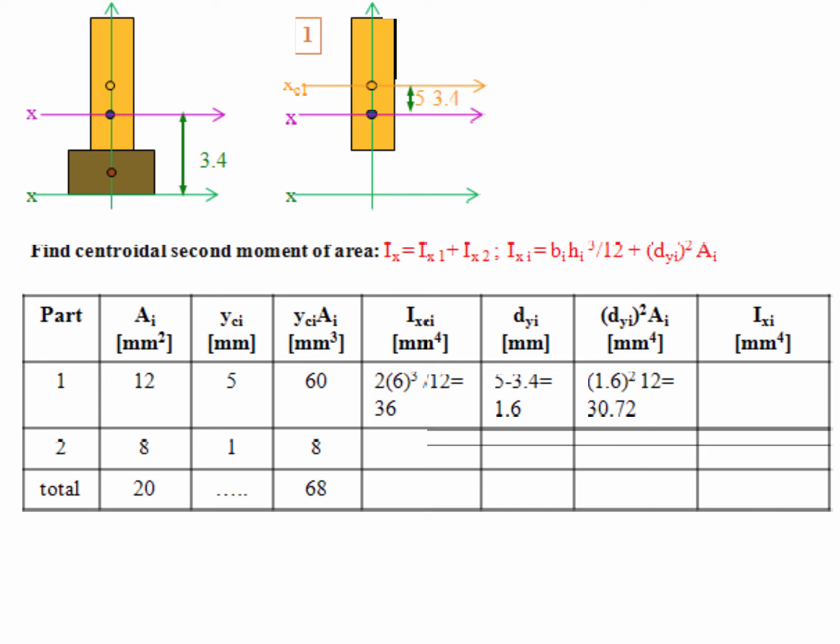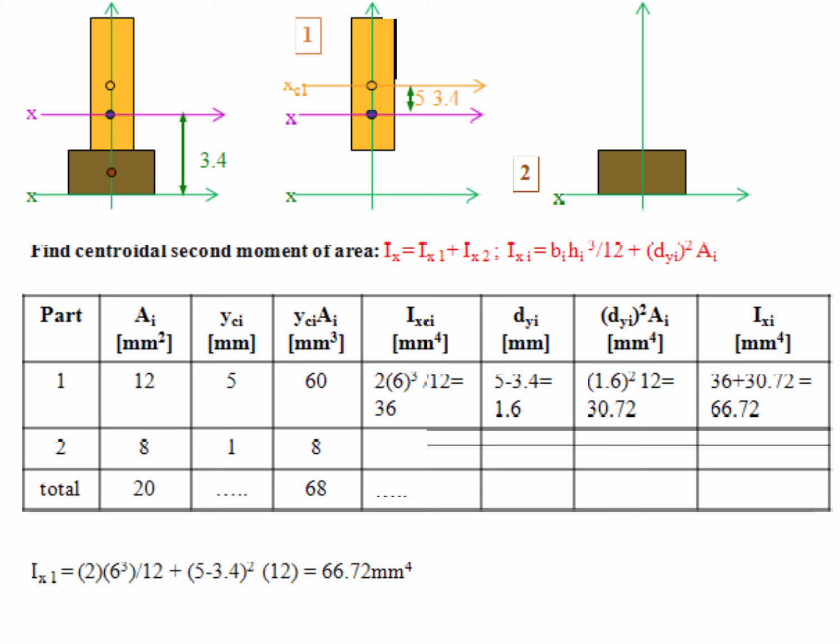We find the additional contribution to the second moment of area 1 by computing the distance d sub y of area 1 squared times the area of 1. And now we add the two contributions to find the total second moment of area 1 about the centroid of the whole figure. Now we apply the same procedure to area 2.